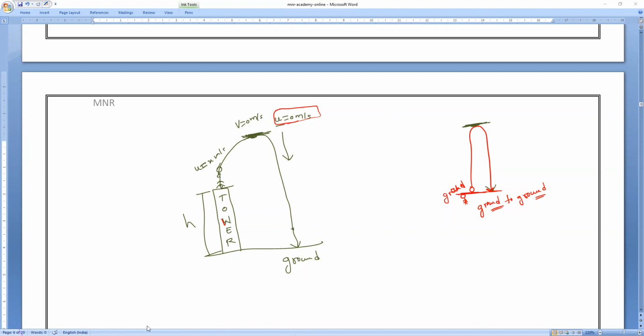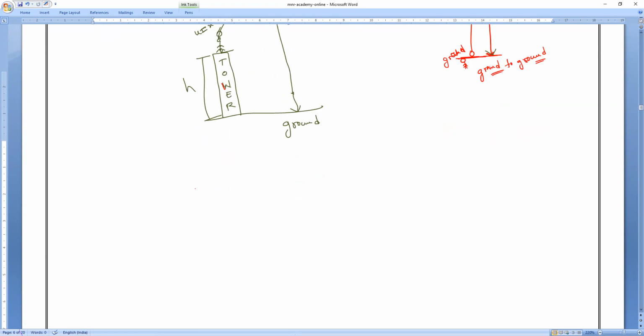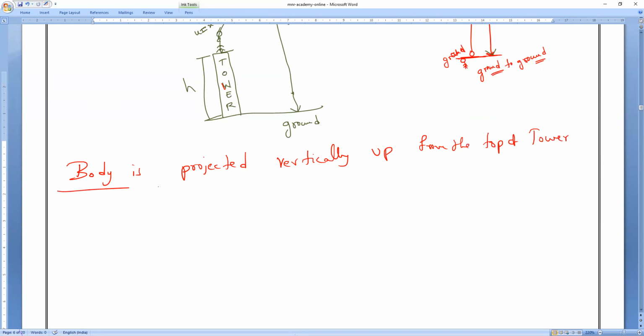Shall we start, everybody? Are you all ready? First, if a body is projected vertically up from the top of a tower, heading for this one. Where is the body projected from? Vertically up from the top of a tower. Everybody ready? So let's start.